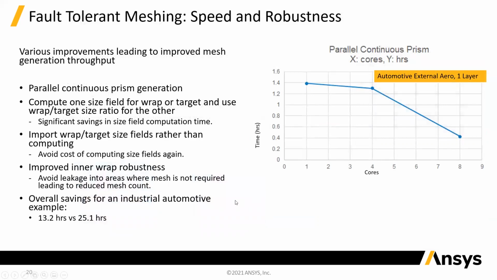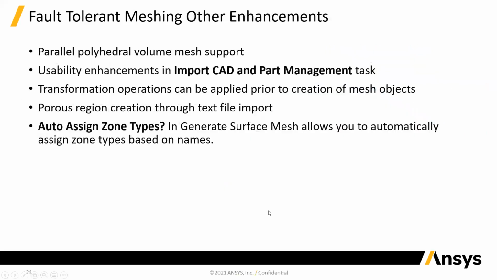In the fault-tolerant meshing, the emphasis has been on speeding up things. So there's parallel generation of continuous prism layers. There's reuse of size fields to save multiply calculating them. There's improved wrapping. All that is leading to reduced times. And there's now parallel polyhedral volume meshing supported.